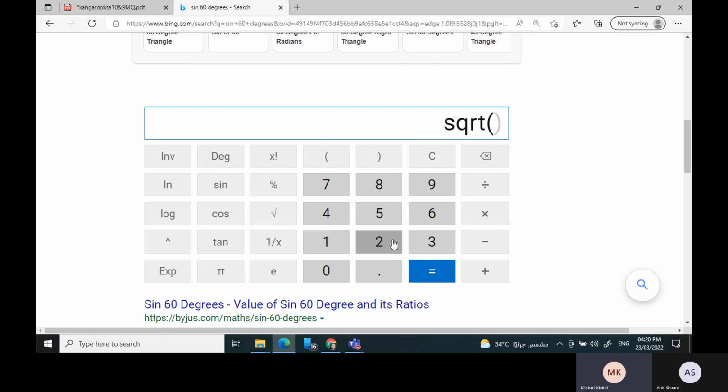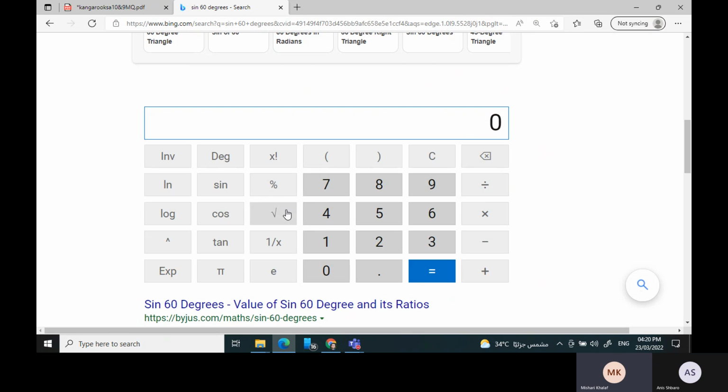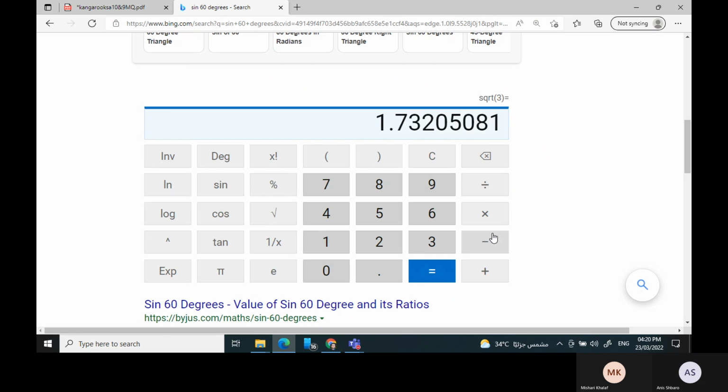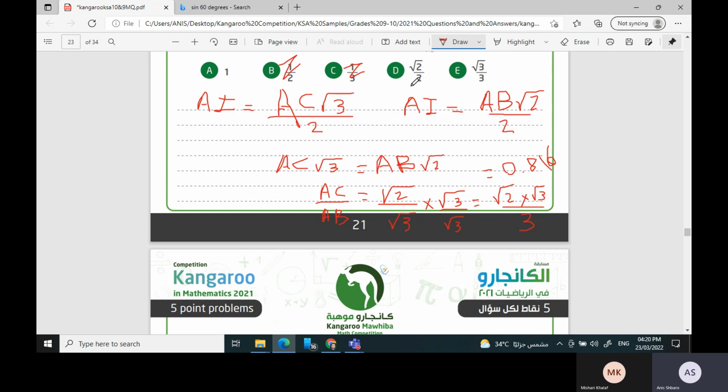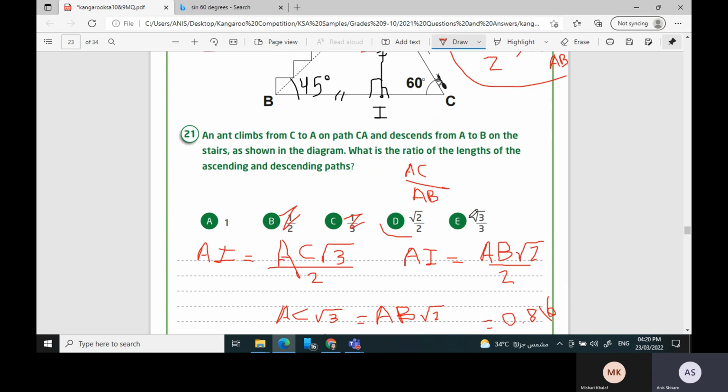Let me check. It is 0.7. And the other one, E, is radical 3 divided by 2, which is about 0.87. Okay, so this one is better. But the problem is they chose this one. So I'm going to find the inverse of that. So I'm talking about AB over AC. Maybe we're going to get exactly the same answer.